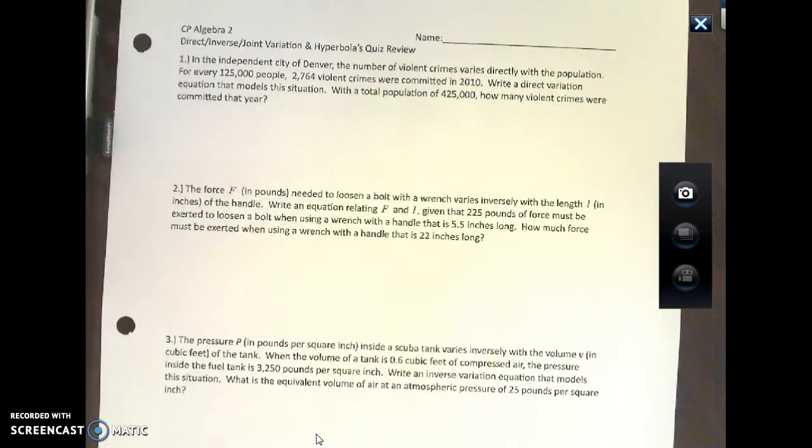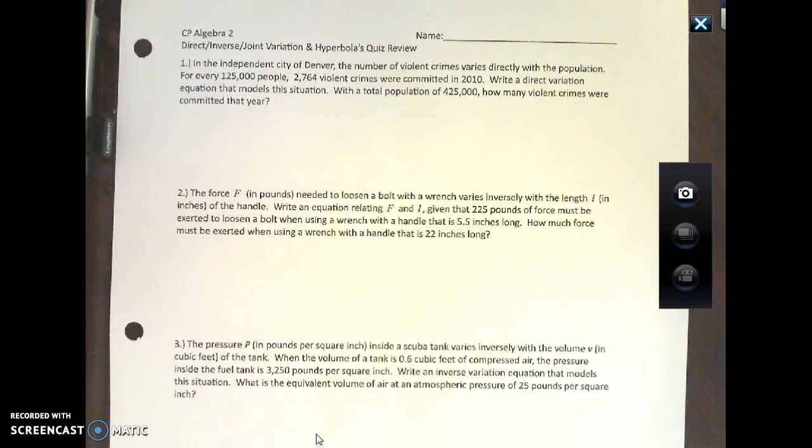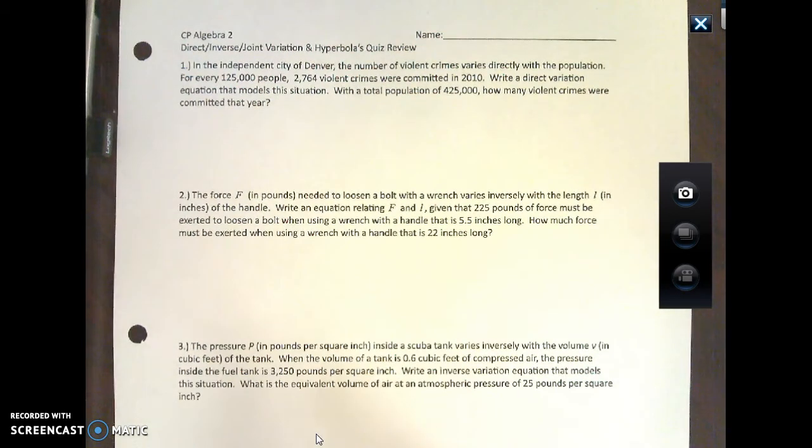Okay, welcome back everybody. We've got today your direct, inverse, joint variation, and hyperbolas quiz review. This should look eerily familiar because I'm basically pulling this material right off of your homework and reviews you've done in class, so we should be in good shape. And let's take a look.